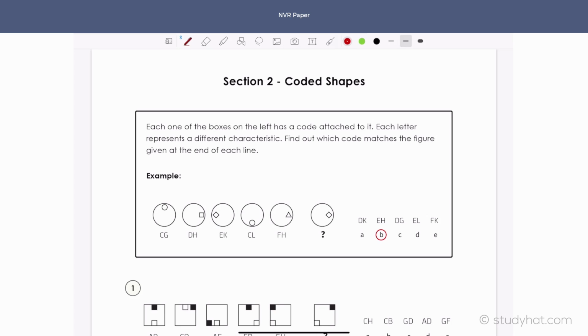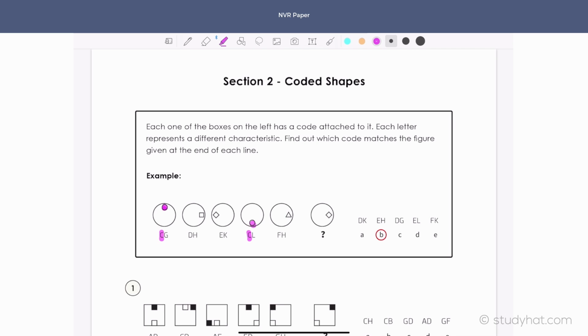Section 2. Coded shapes. Each one of the boxes on the left has a code attached to it. Each letter represents a different characteristic. Find out which code matches the figure given at the end of each line. So let's look at the example one here now. The method we use here is we find letters that are the same. So first of all, let's find shapes where the first letter is the same. So we can see this has got a C and this has got a C. And what is in common about both of these?